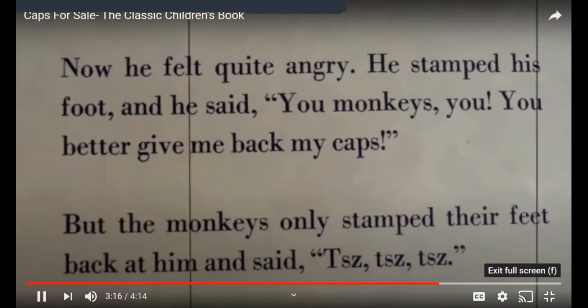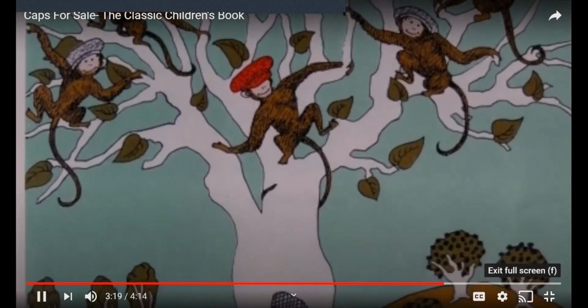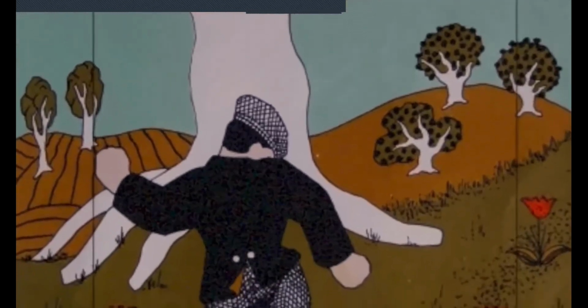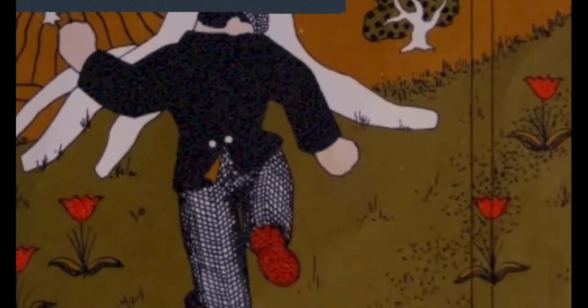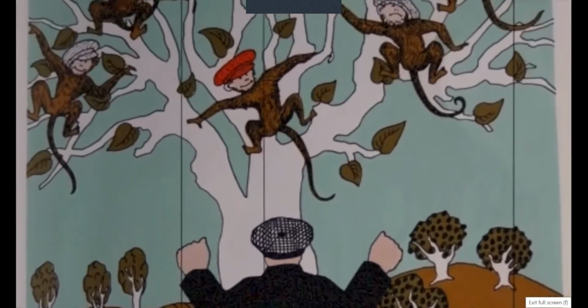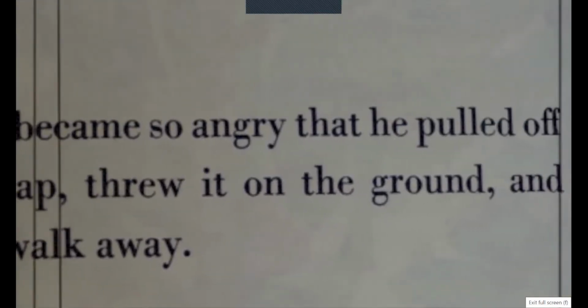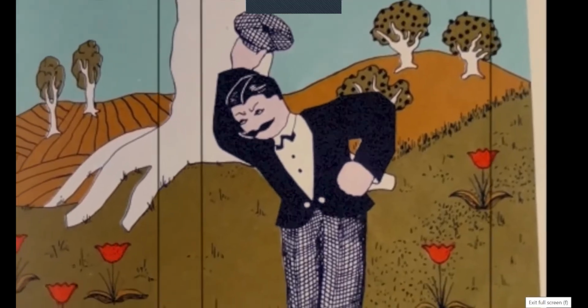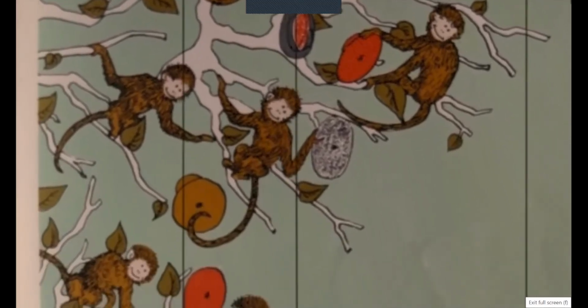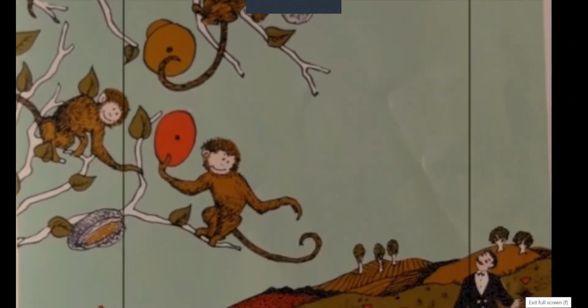He stamped his foot and he said, "You monkeys, you better give me back my caps." But the monkeys only stamped their feet back at him and said, "Tss, tss, tss." At last he became so angry that he pulled off his own cap, threw it on the ground, and began to walk away. But then each monkey pulled off his cap, and all the gray caps, and all the brown caps, and all the blue caps, and all the red caps came flying down out of the tree.